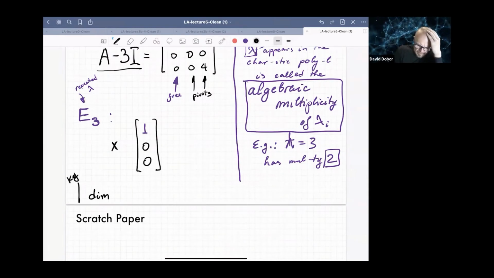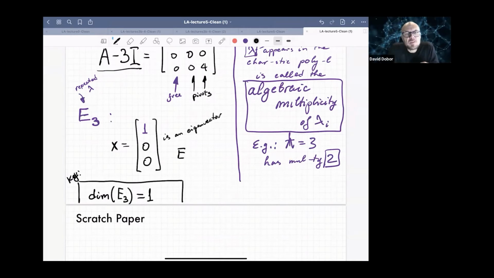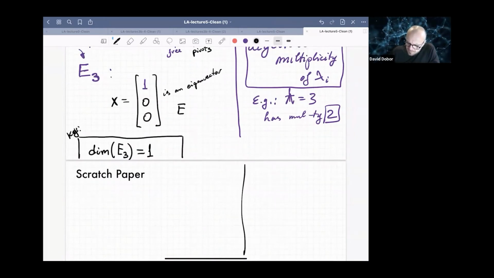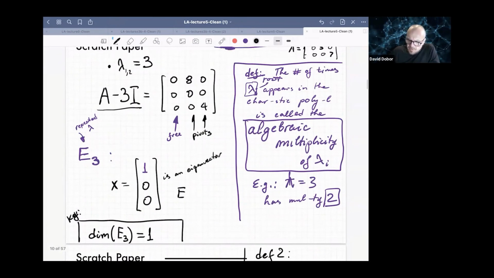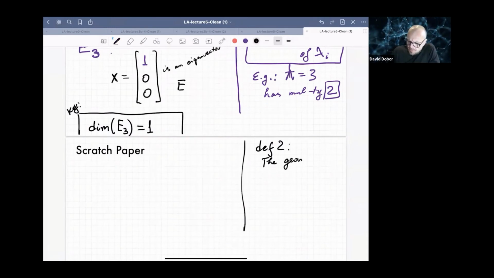So key to this, we're doing this through examples, and I'll give you definitions as we go along. E3 is, what's the dimension? 1. Yes, it is 1. The dimension of the eigenspace associated with an eigenvalue is called the geometric multiplicity of the eigenvalue. Definition 2. This was definition 1. We have 2 key definitions today. The geometric multiplicity of lambda is the dimension, the number of linearly independent vectors in its null space, the dimension of the eigenspace associated with lambda.